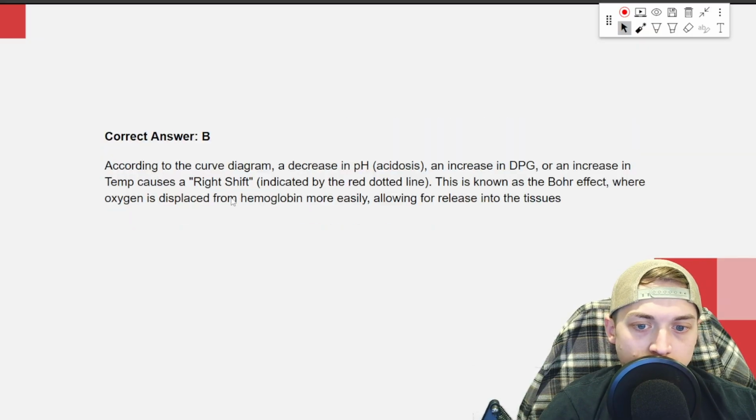See, told you. So according to the curve diagram, a decrease in pH, an increase in DPG, or an increase in temp causes a right shift. This is known as the Bohr effect, where oxygen is displaced from hemoglobin more easily, allowing for release into the tissues. Remember, the Bohr effect is all those hydrogen ions have to go somewhere, so they're going to knock that oxygen molecule off more easily.